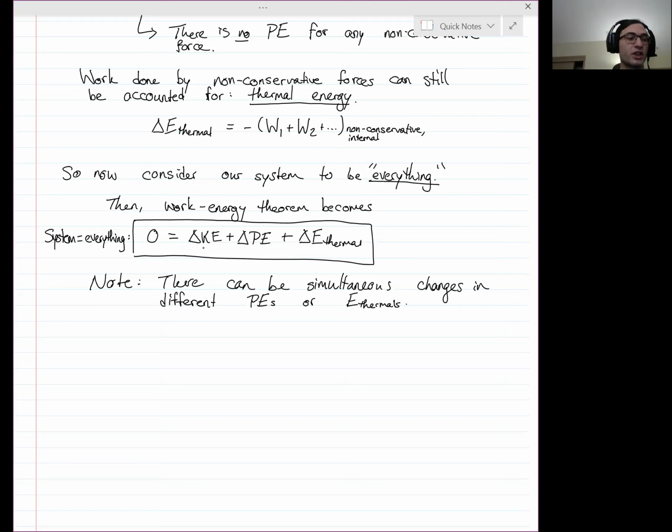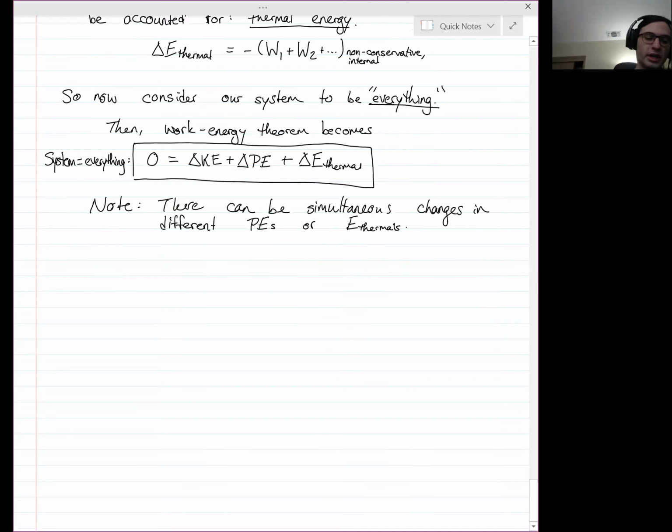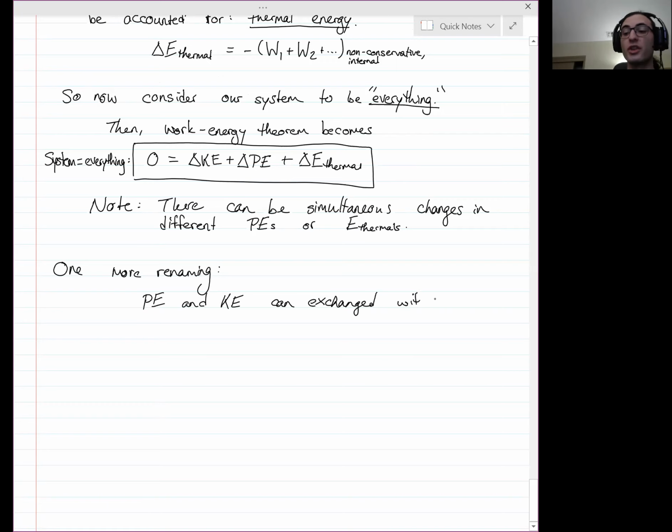Unfortunately, there's one more renaming that I have to do. So I will jot that down really quick for you guys. Potential energy and kinetic energy can be exchanged freely, i.e. you can always go back and forth between them. They exchange with each other freely.